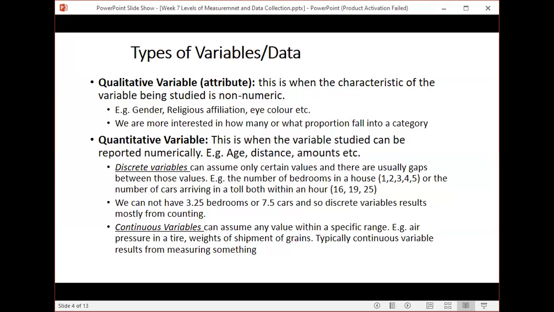It doesn't make sense. How many bedrooms do you have? And you say I have 3.25 bedrooms. It doesn't make sense, right? How many cars can you see here? You say 2.5 cars or 7.5 cars. Those are telling you that they cannot assume those decimals. So if you are measuring that kind of variable, they can only be discrete quantitative variables. They are counts. You can only count 1, 2, 3, 4, and there are no decimals in there. They cannot assume a decimal.